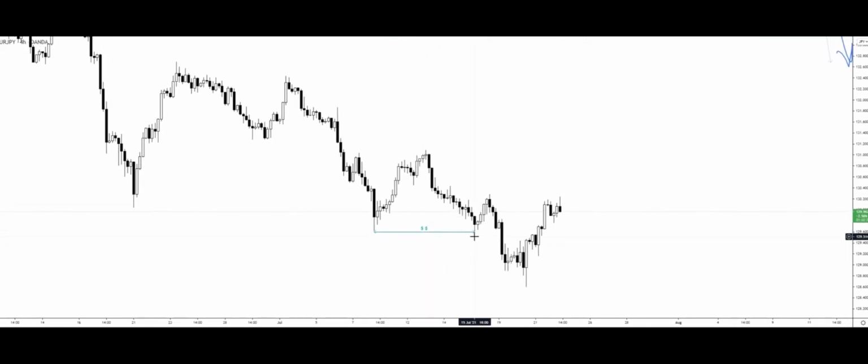Price tapped into it, and look what happens. Again, short-term reaction, tapped into an order block here, and price sold off, and then continued in the desired direction.